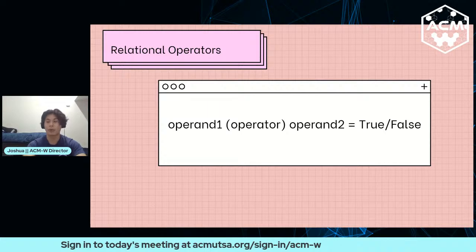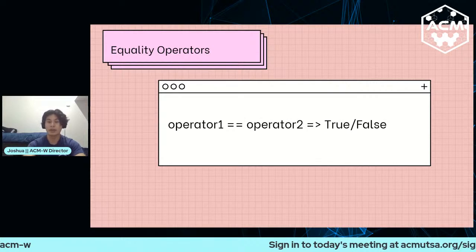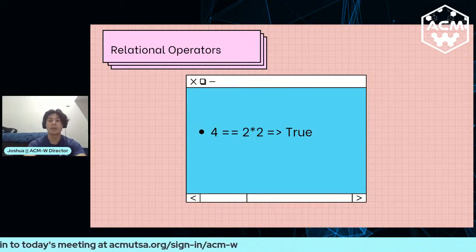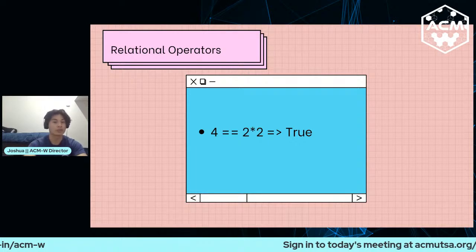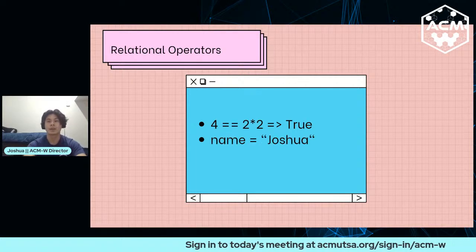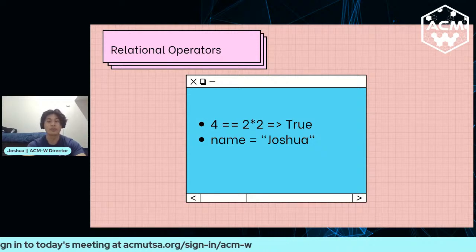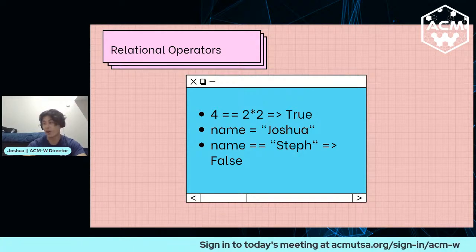The first relational operator we'll look at is the equality operator. Equality operators are represented by a double equal sign, and it's used to evaluate the equality of the operands. So as an example, 4 double equals 2 times 2 will be true. The left side of the operator equals the right side of the operator. Here's another example. We have a variable called name, and we've set it equal to the string Joshua. And now we compare it to the string Steph. The result will be false because the 2 strings are not the same.